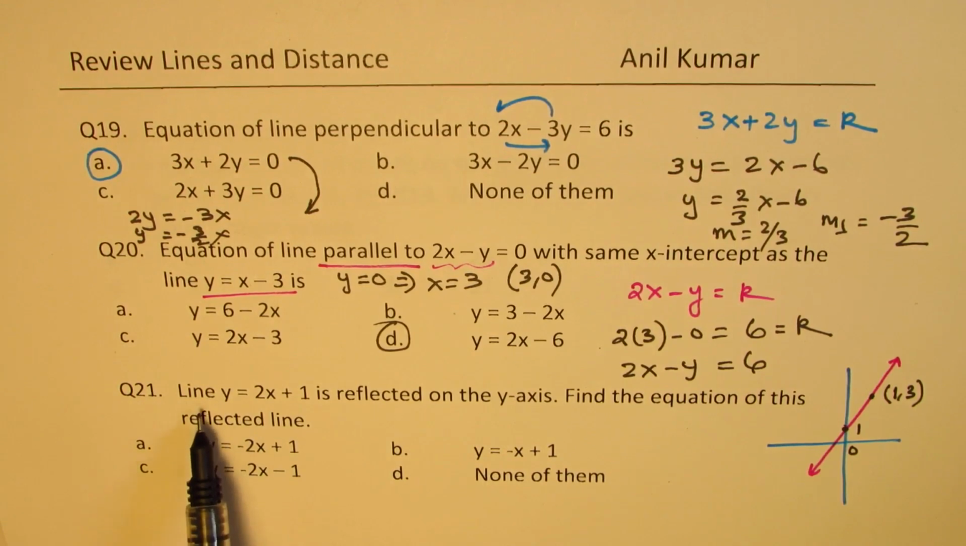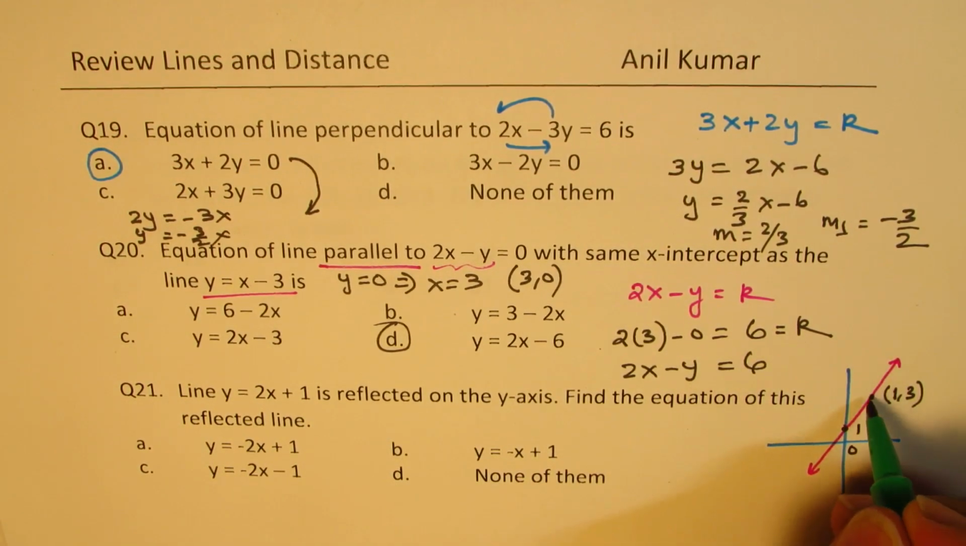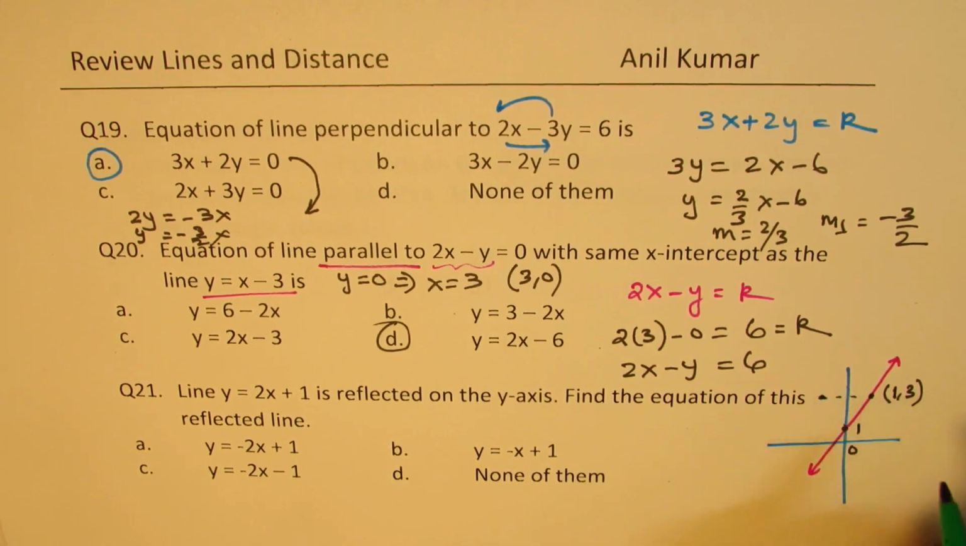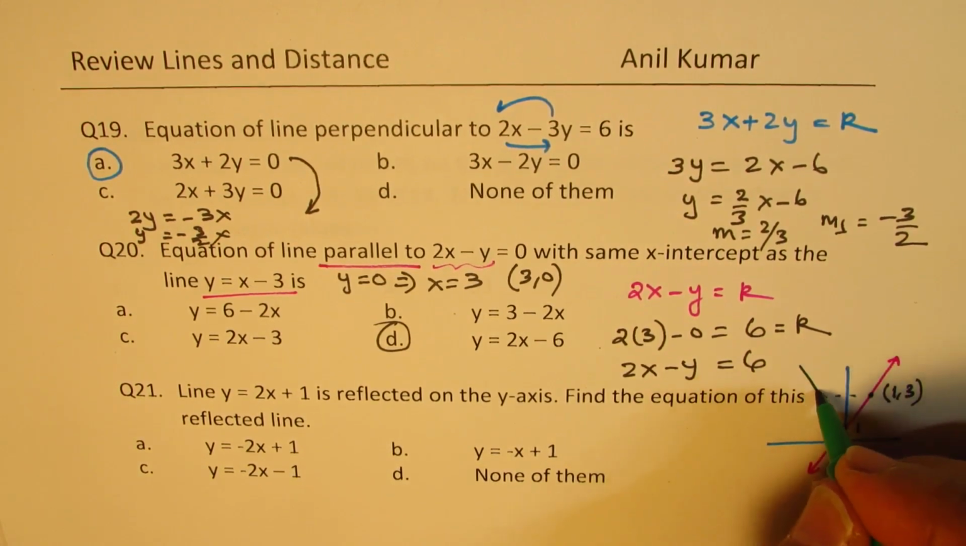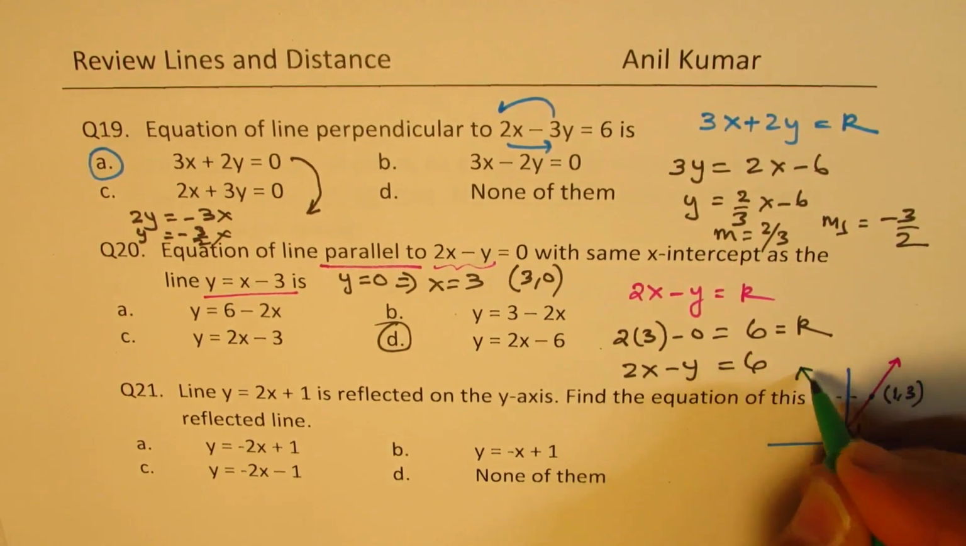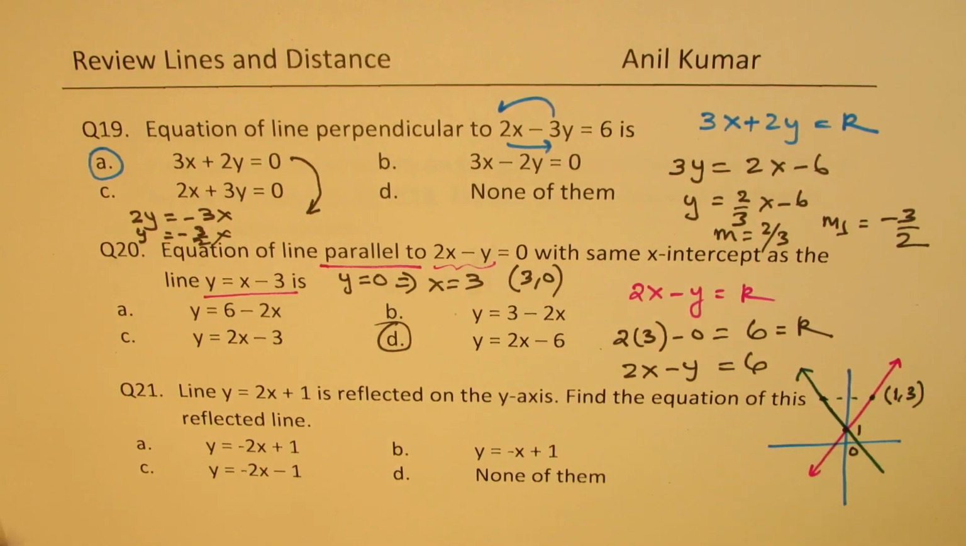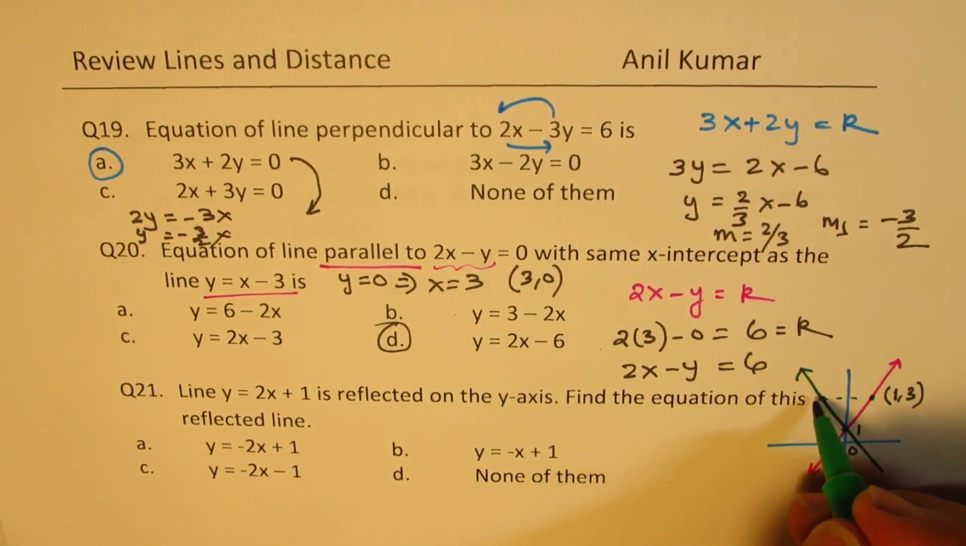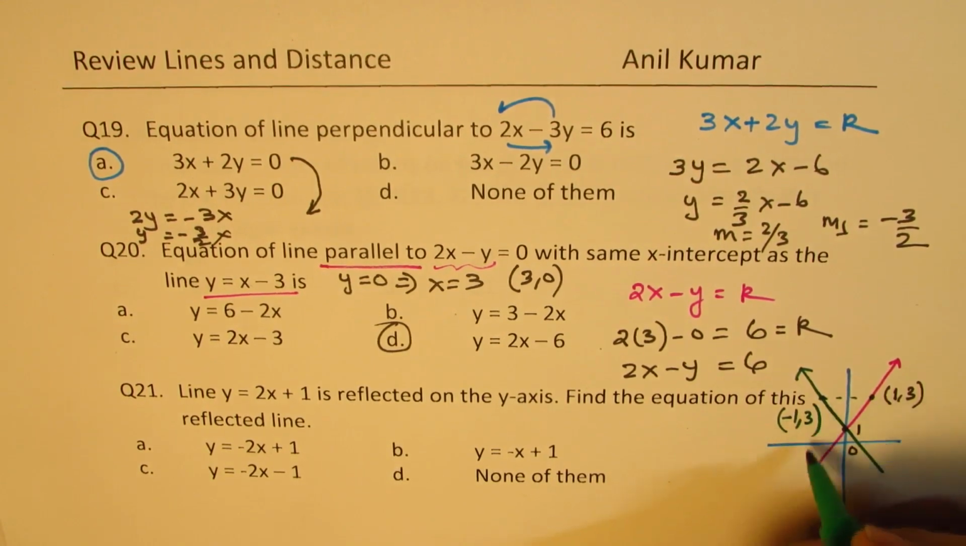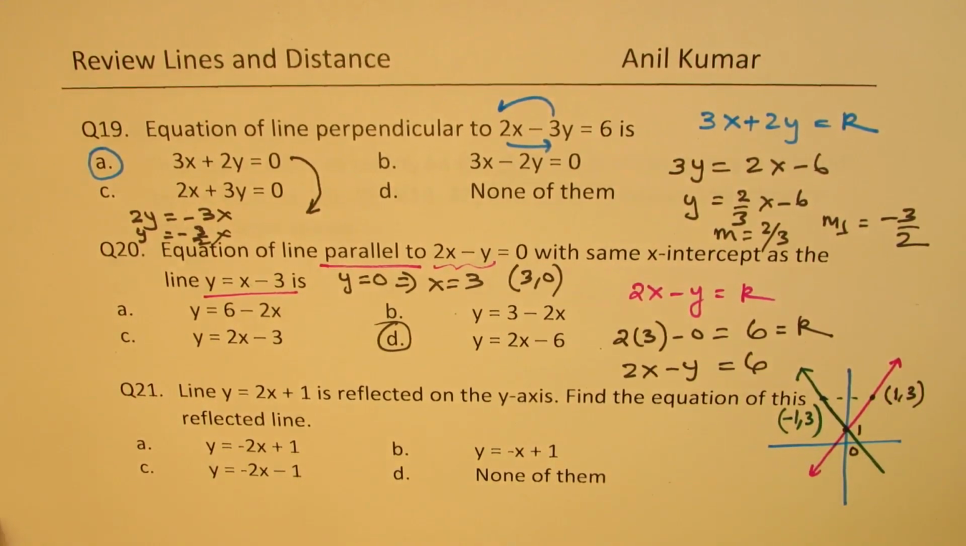Now it says the line is reflected on the y-axis. That means this point will be reflected here, right? So we get the line which will be kind of like this. They will share the same y-intercept. However, the reflected point will now be minus 1, 3, correct? Do you see that idea, right?